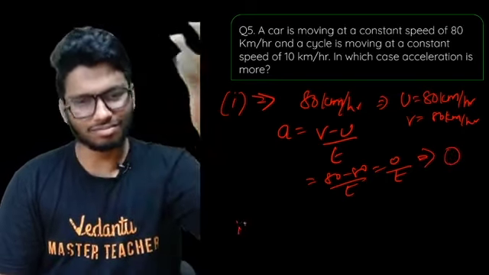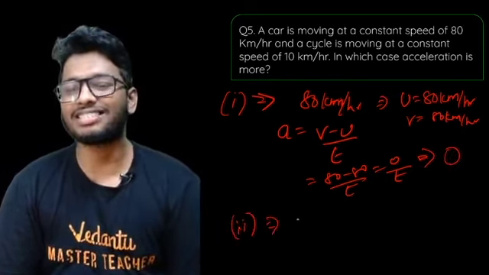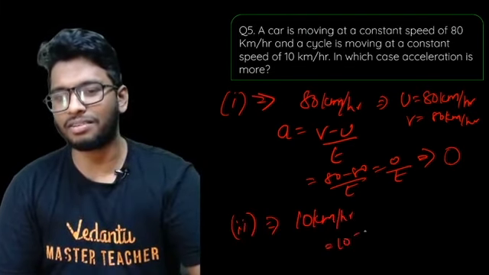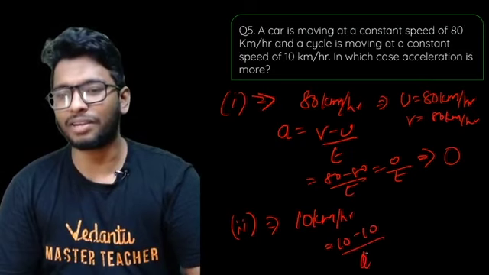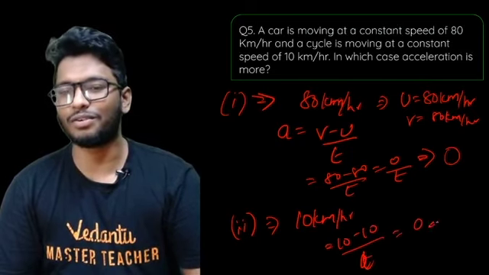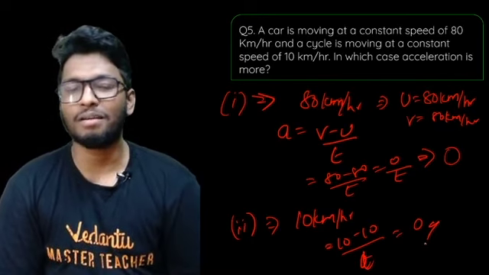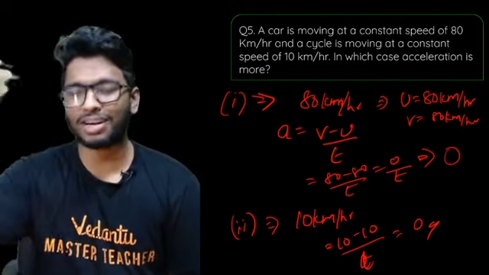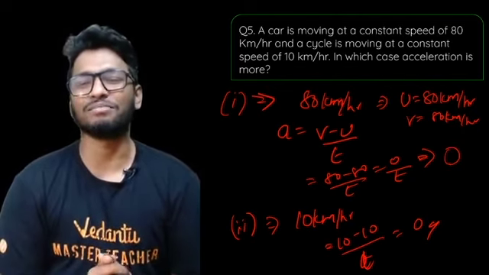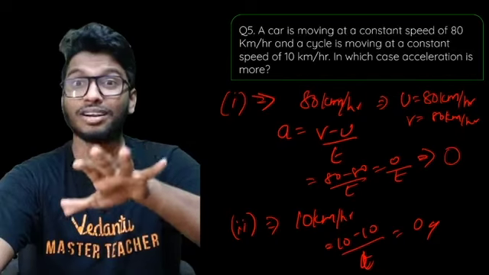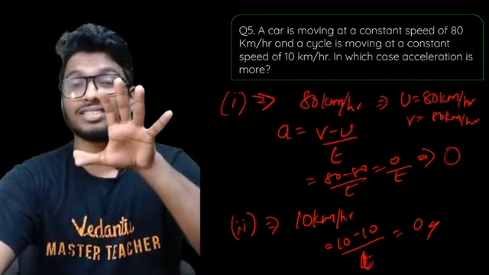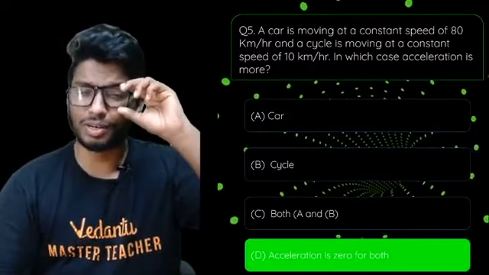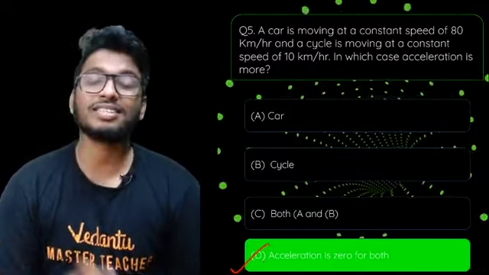For the second case scenario, again the same thing, but this time it's moving at 10 km per hour. So again, put in 10 minus 10 divided by time taken, that is t, which would again give you 0. If you want to convert it to meter per second, that is also possible, but at the end of the day, it's 0 itself, so you'll get the answer to be 0 in both cases, because they're both moving at constant speed, or constant motion. So option number D would be the right answer for this particular question.